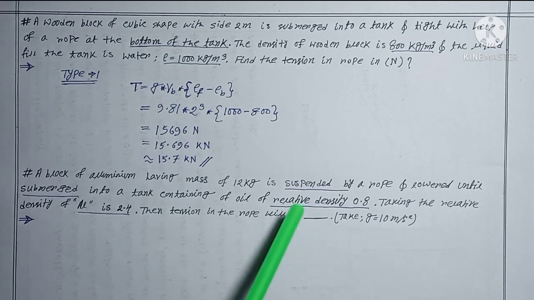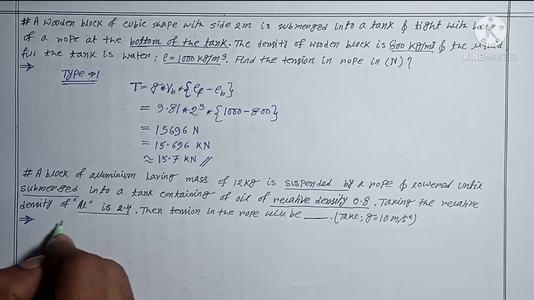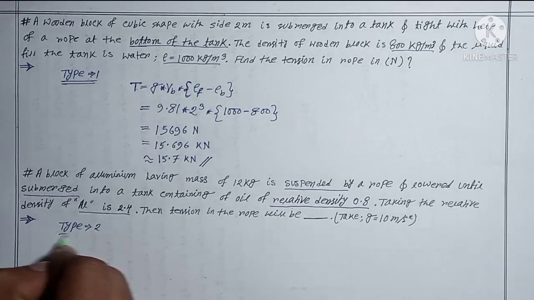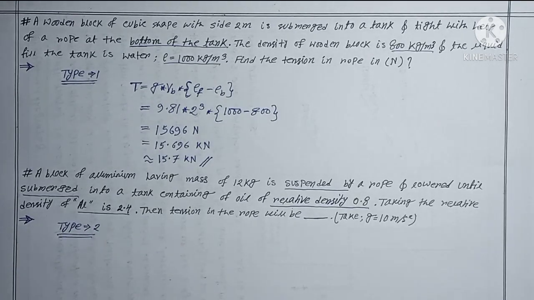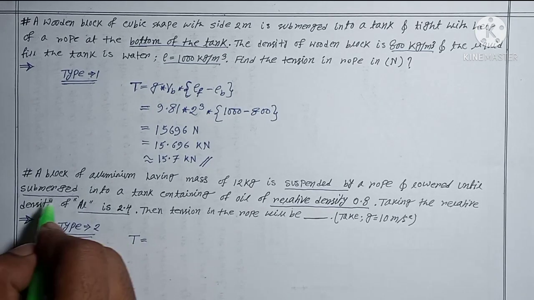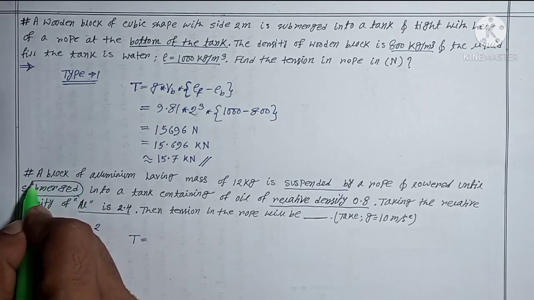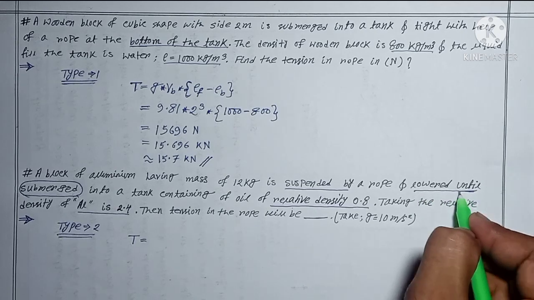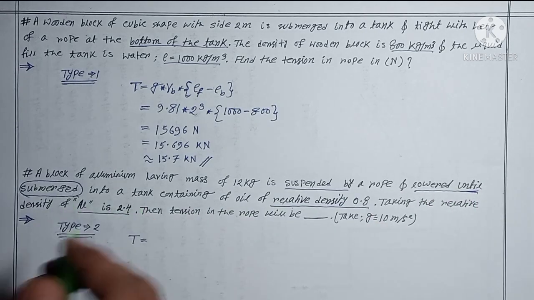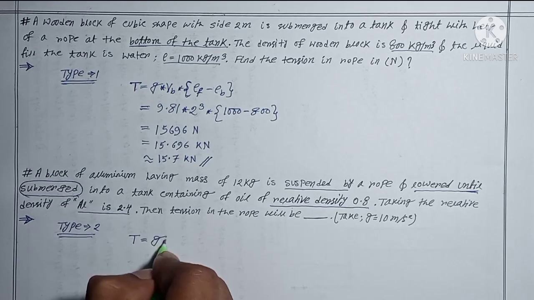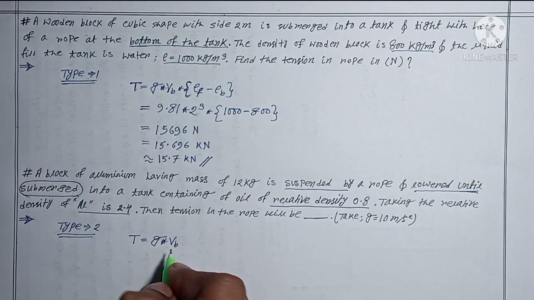Am I right? So basically this is type number 2. In case of type number 2, how can we write the equation of tension? Tension simply, and there is a case where the body is totally submerged. Here, lowered until submerged into a tank means it is the case of totally submerged, which means we can take common G and the volume of the body.